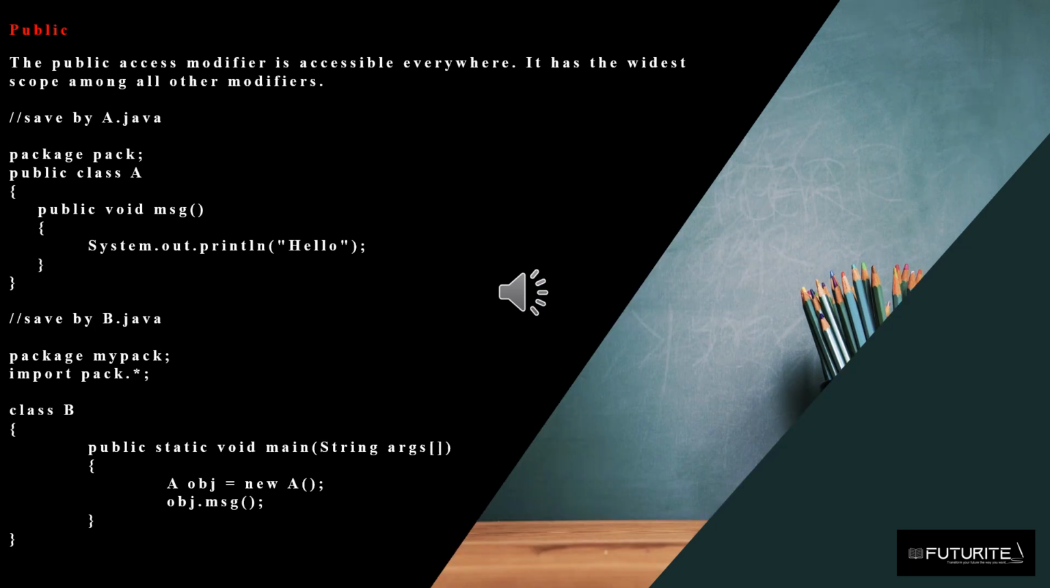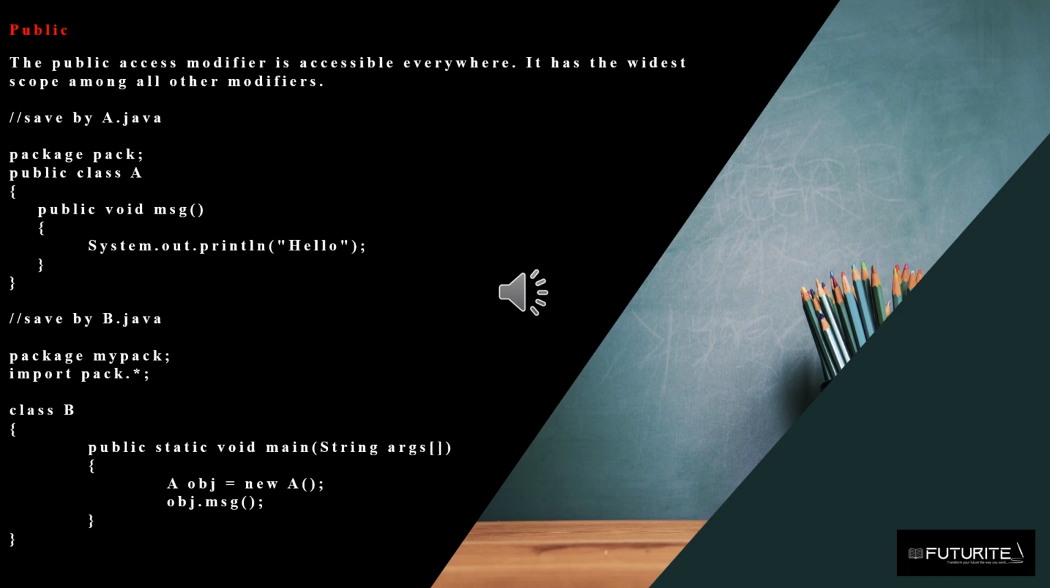Okay, so public access modifier is one of the simplest and easiest access modifiers to understand. Public access modifier signifies that any member of a class or a package can be accessed from within the class, outside the class, within the package, even outside the package.